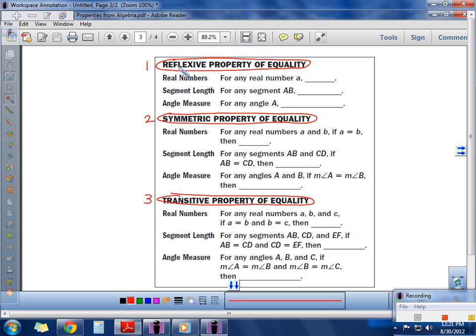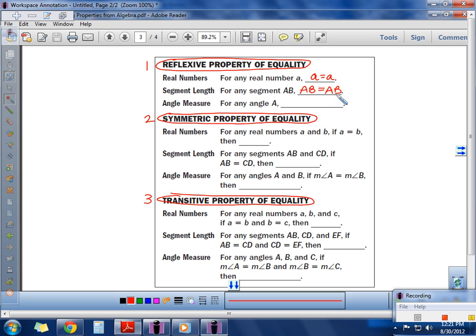In case you've forgotten, the reflexive property states that for any real number A, A equals A. Pretty simple. It doesn't really help us a lot in math. You don't see this one used a whole lot. For the segment length, it'll say for any segment AB, AB is equal to AB.